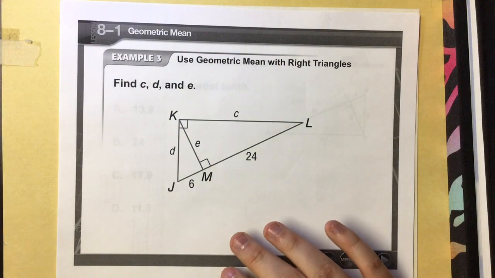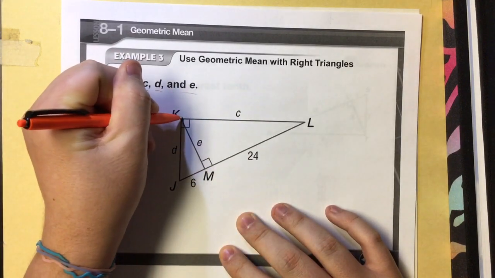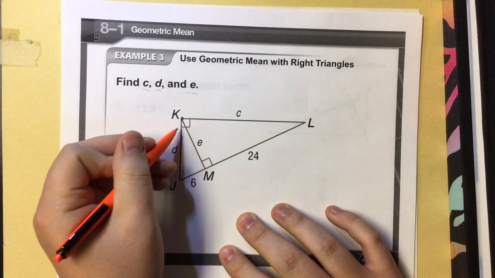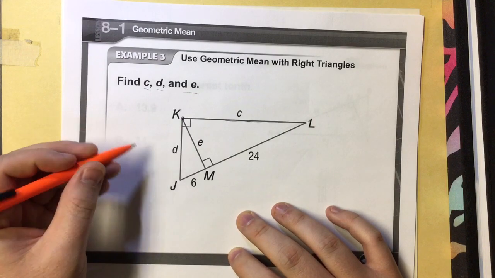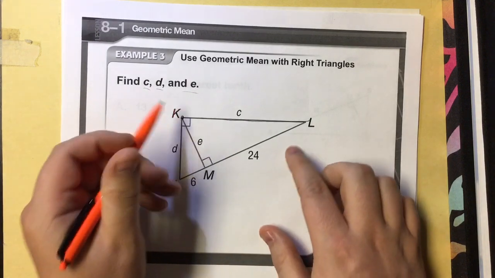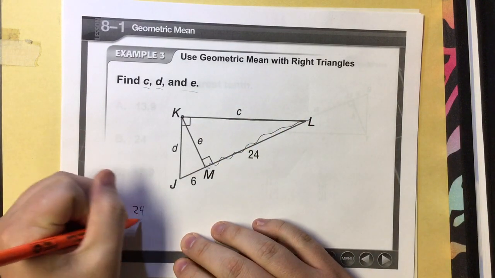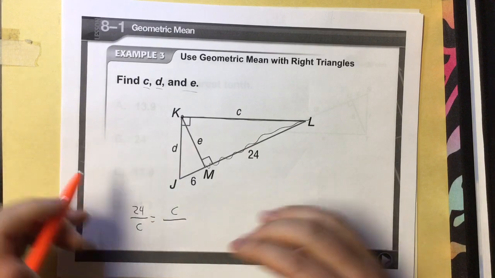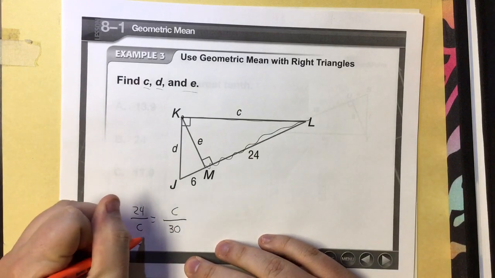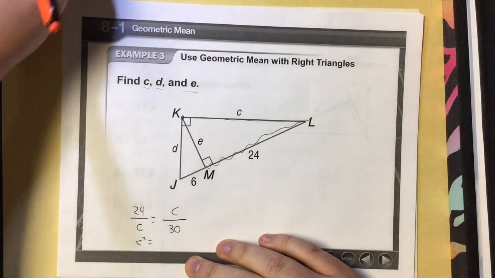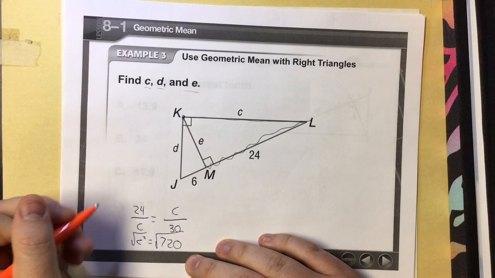So here we go. It wants us to find c, d, and e. All right, well, let's start with c. C goes from the right angle of the big triangle to the hypotenuse. So C is going to be the one that shows up twice. And C is the geometric mean of, since C touches this part, 24, and it touches the whole thing, 24 plus 6 is 30. So I have C squared equals 24 times 30, 720. Take the square root of both sides.